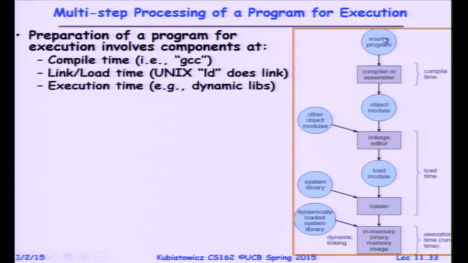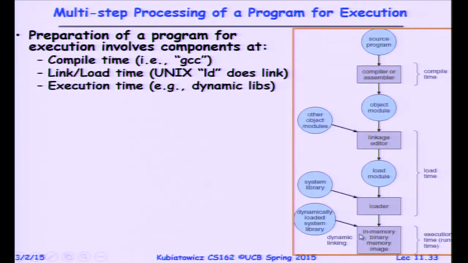And if you look at this diagram, you start with your program that you write in C. It gets compiled or assembled, compiled in that case. It turns into an object module. That's a .o file. That gets linked with a bunch of other object modules to produce a load module, which then is loaded. And oftentimes, when it's loaded, it's put into memory.